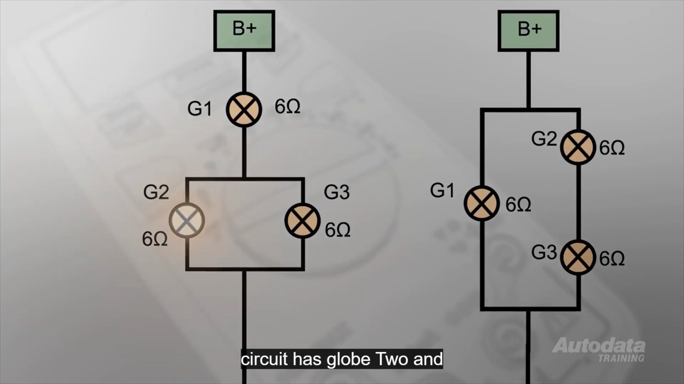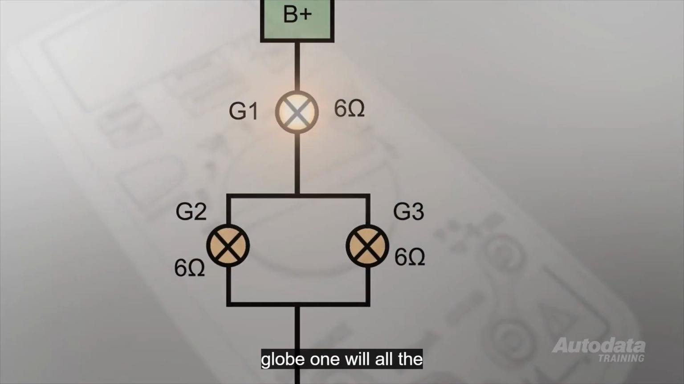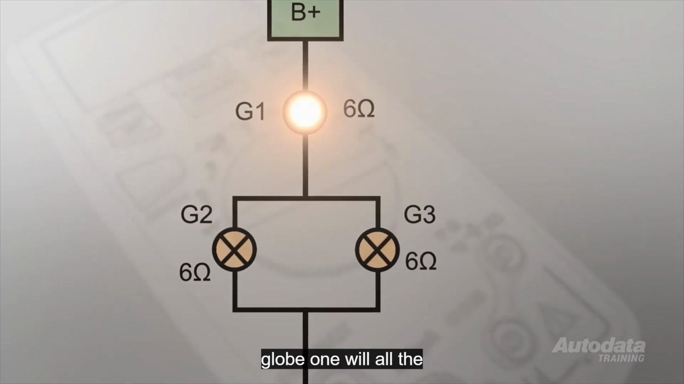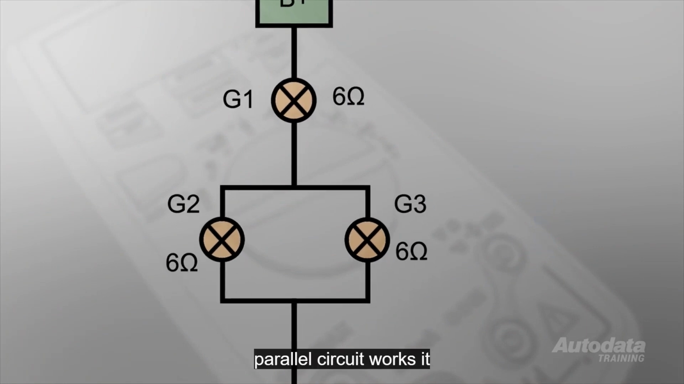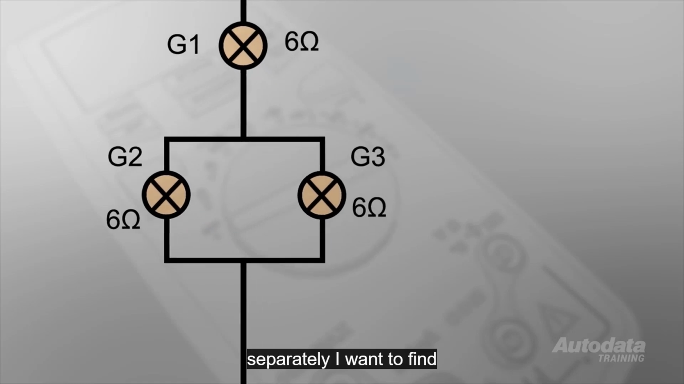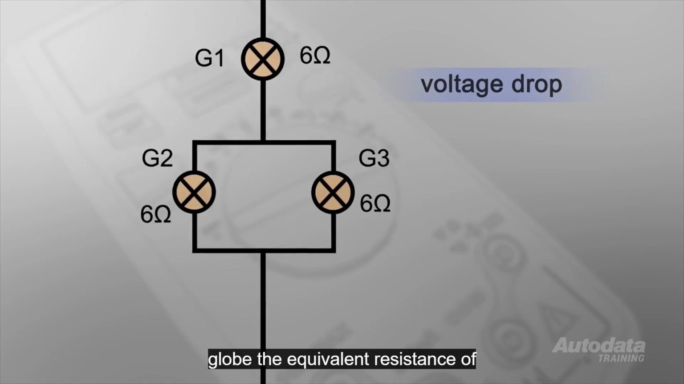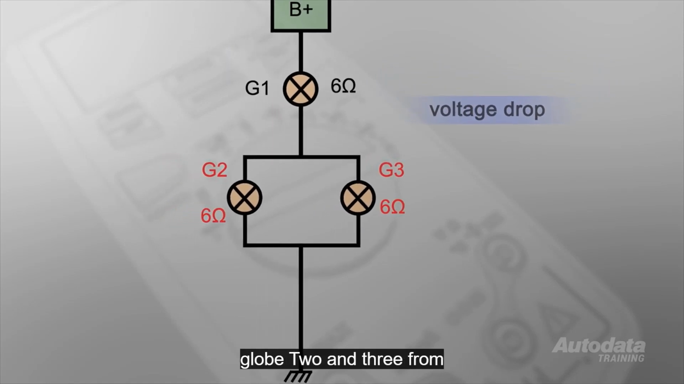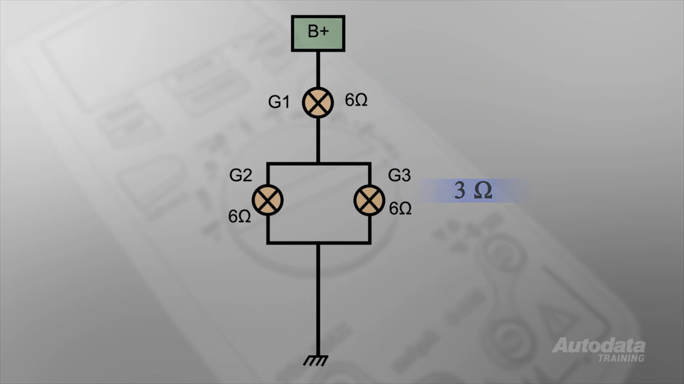This circuit has globe 2 and 3 in parallel with each other and in series with globe 1. Will all the globes be the same brightness? Let's work it out. When determining how a series parallel circuit works, it is necessary to look at each part of the circuit separately. I want to find the voltage drop across each globe. The equivalent resistance of globe 2 and 3 from our parallel resistance formula is 3 ohms. I can now look at the circuit like this.